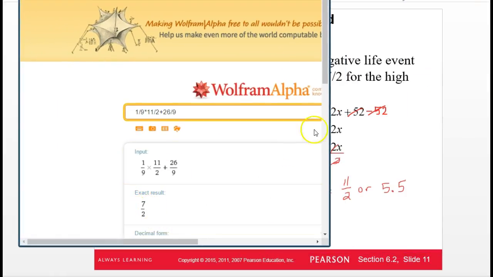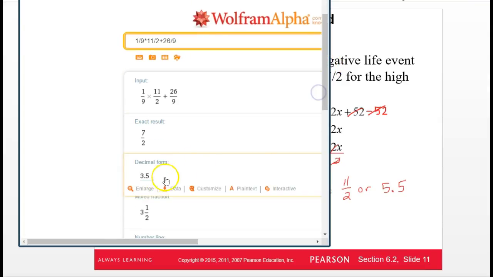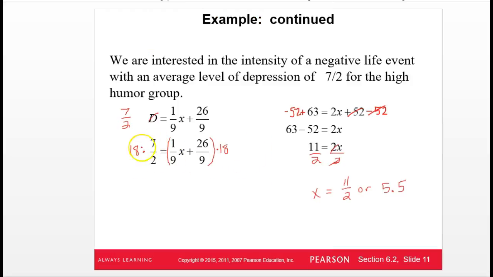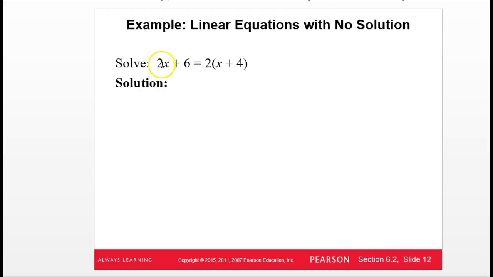And there's our number, 7 1/2. It'll give you a decimal approximation. But there's our answer in the fractional form. So we did end up with the 7 halves that we wanted to end up with. So that shows it does work. Not every single equation has a solution.